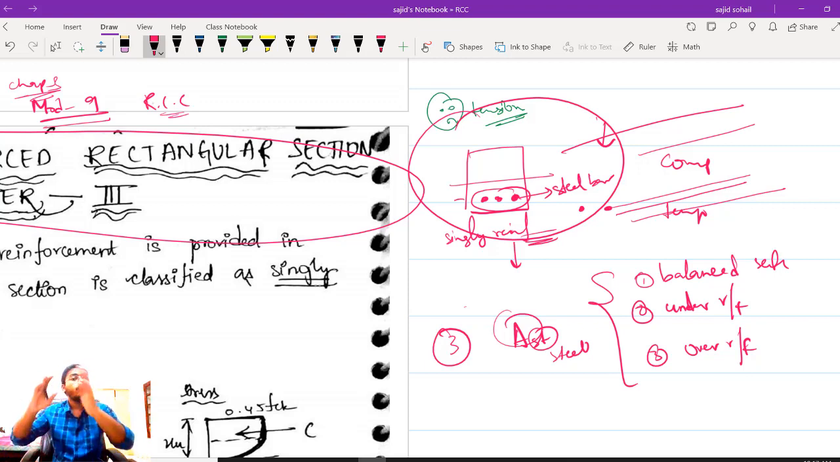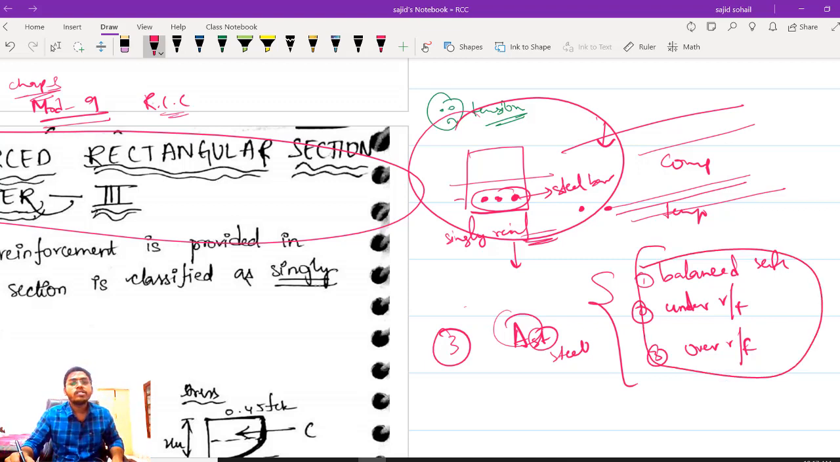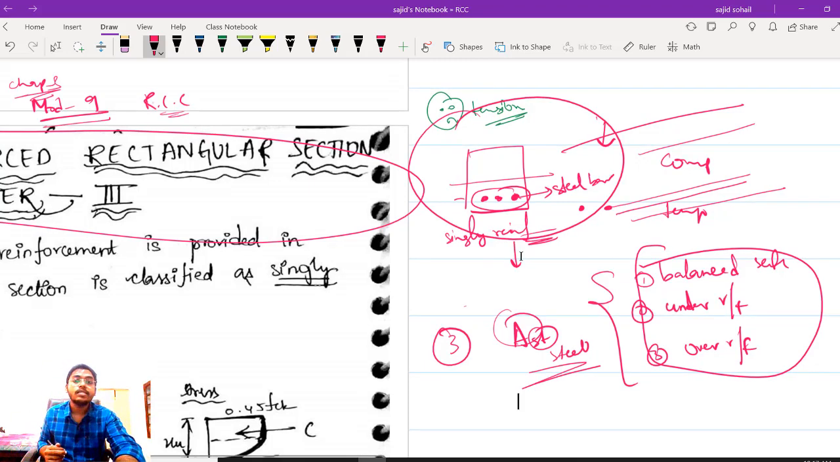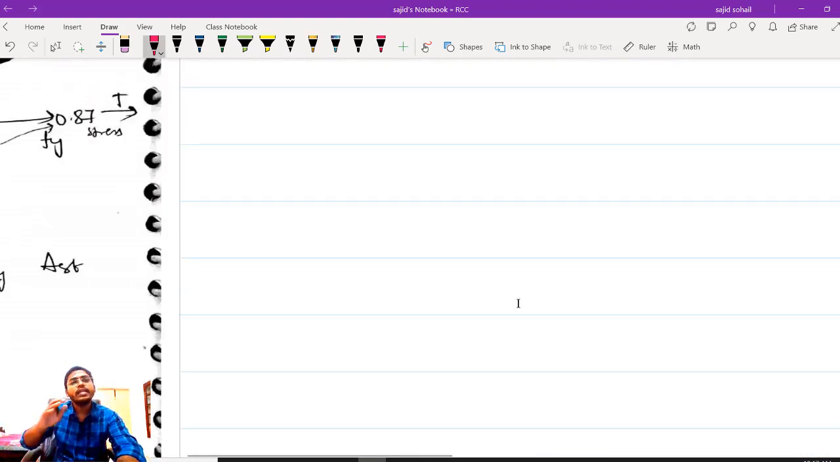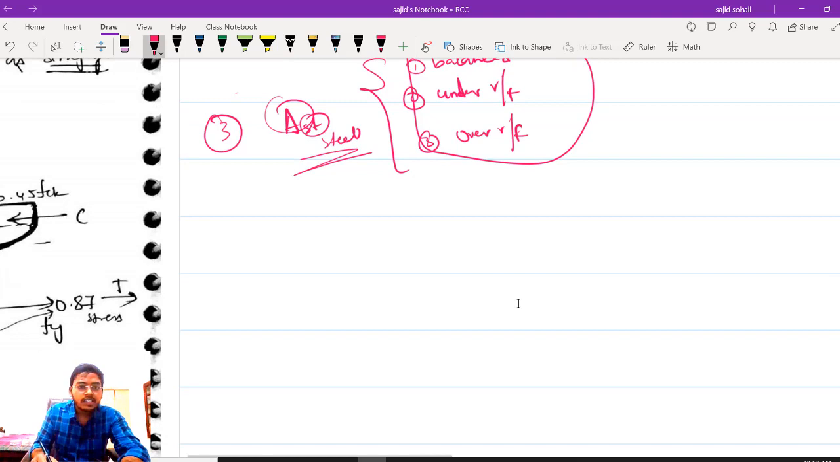This is a super important bit for your SSC JE and any examination, especially small examinations, where a direct question can be asked. You can't expect such simple questions in GATE, but they can be asked in ESE multiple choice. SSC JE, state PSC, this could be a hot favorite. So let us try to understand what these three sections are, based on the amount of steel. First one is the balanced section. I will teach you in the notes also, but let me give you a brief introduction so that you can understand easily. So first let us see the balanced section.